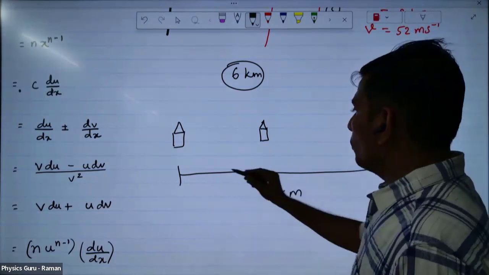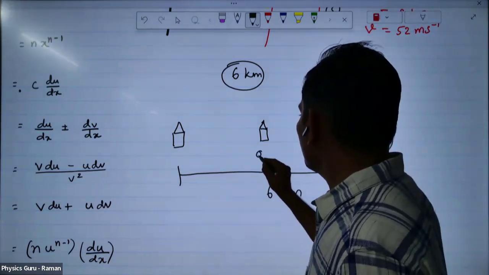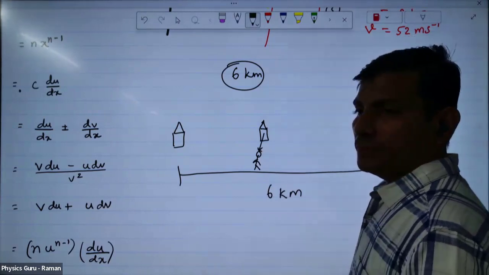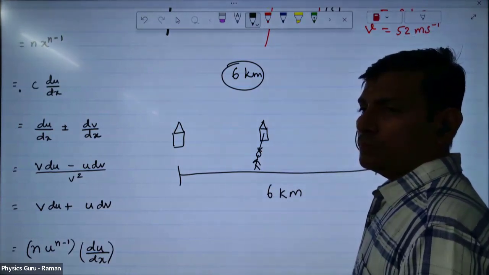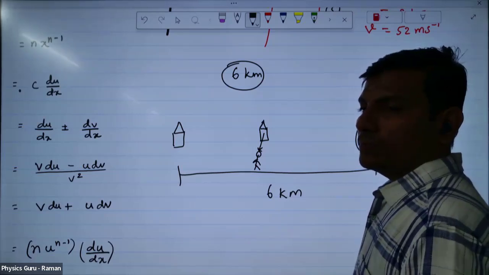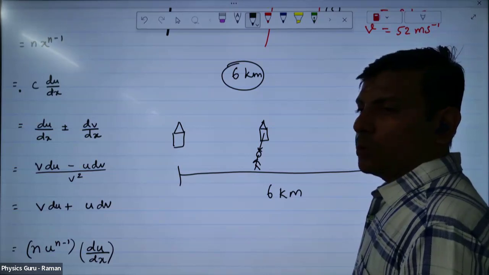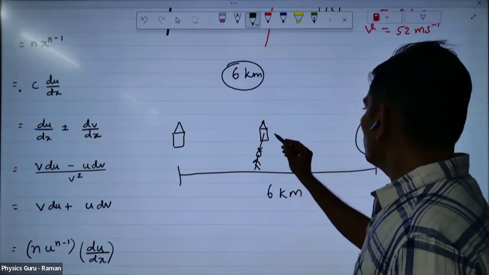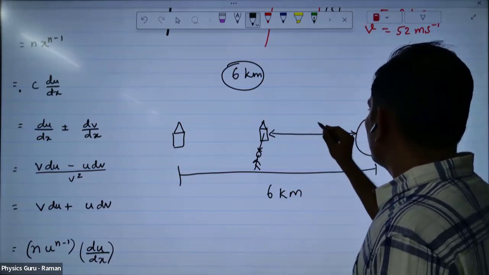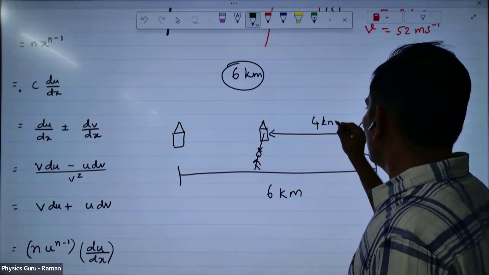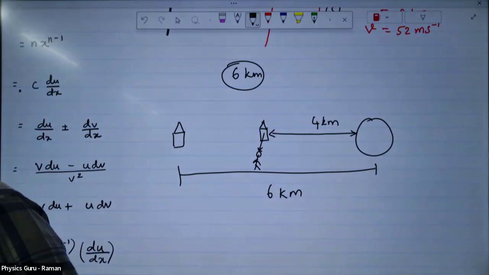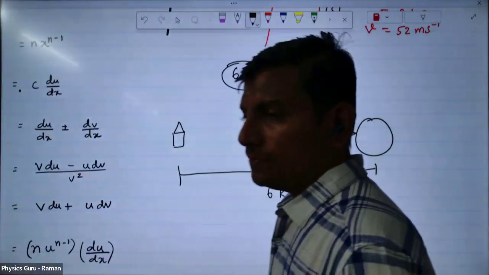Got the idea now? So when he crossed this place, you observed him from your house. From your house to the park, the distance is 4 kilometers.